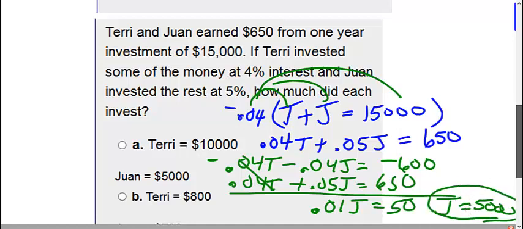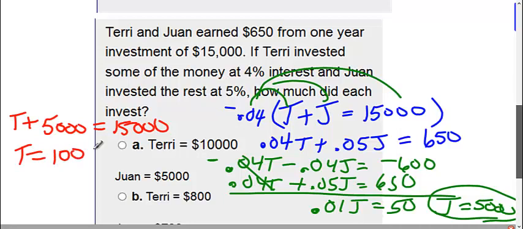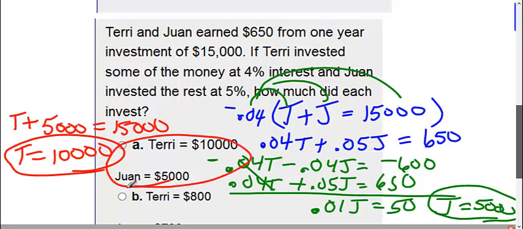Now, if Juan invested $5,000, we still need to figure out how much Terry invested. So we're going to use either one of these equations. The first equation, Terry plus my Juan, we just found out was 5,000, equals 15,000. So all I have to do is subtract the 5,000. Therefore, we get 10,000. So Terry invested 10,000, Juan invested 5,000, which is choice A.